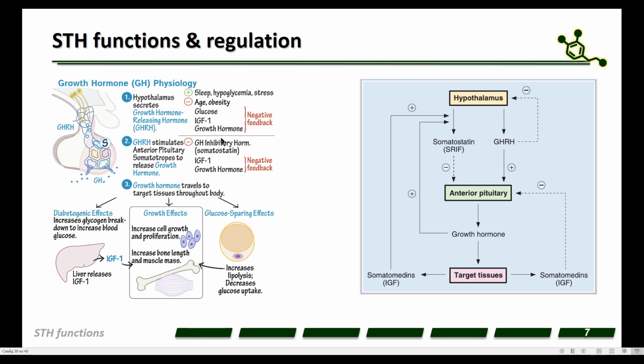And here you have factors which will stimulate or inhibit growth hormone secretion by the hypothalamus-pituitary system.